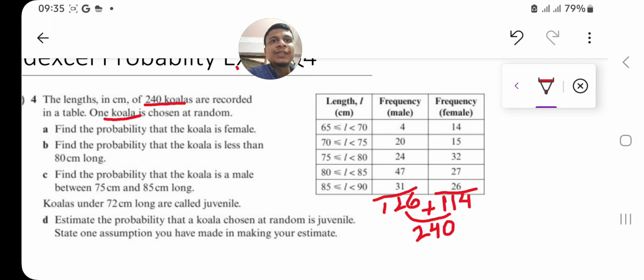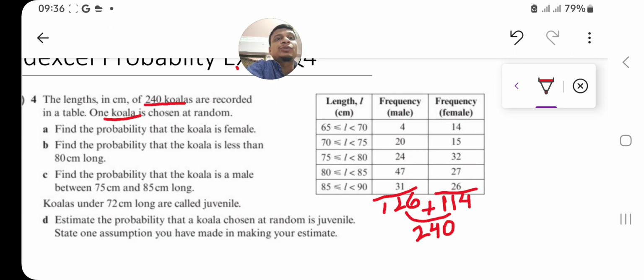Okay, so this is a chart basically: for 65 to 70 length, koalas, males are 4 and females are 14. Likewise, for all the koalas with length from 80 to 85, males are 47, and females are 27. So likewise, the frequency table is given.